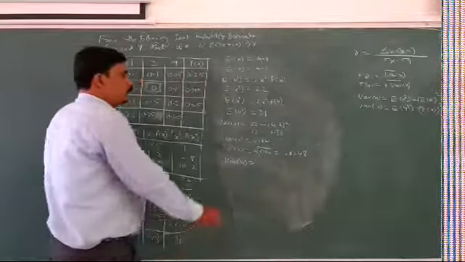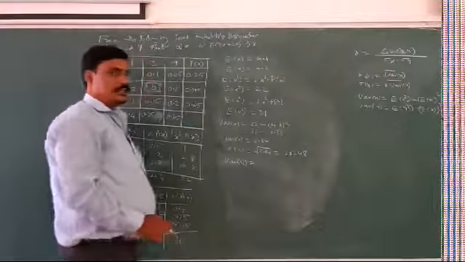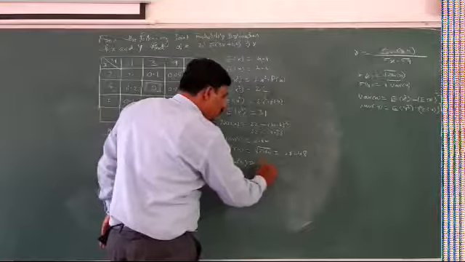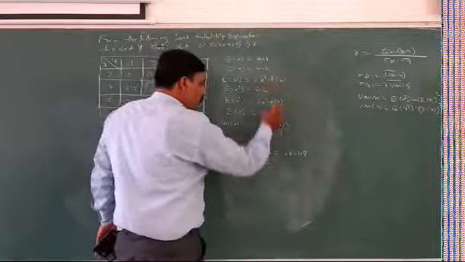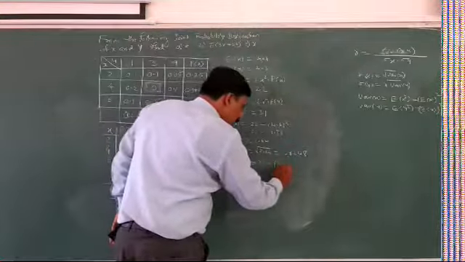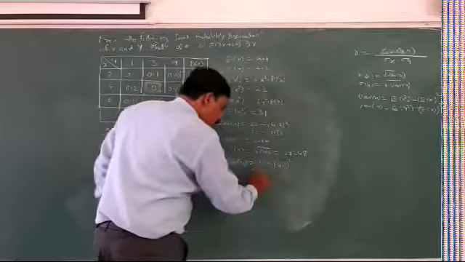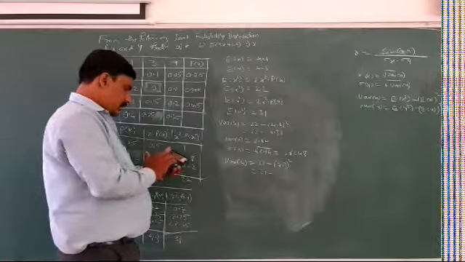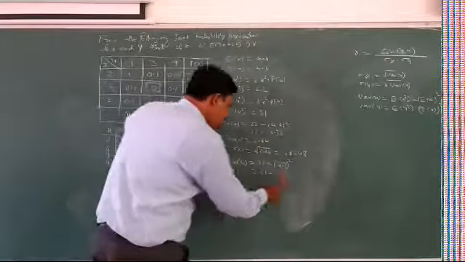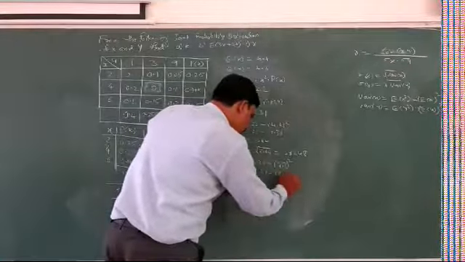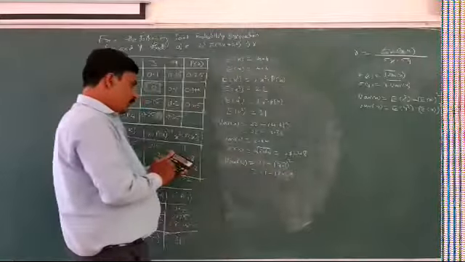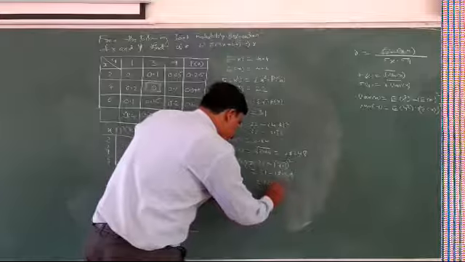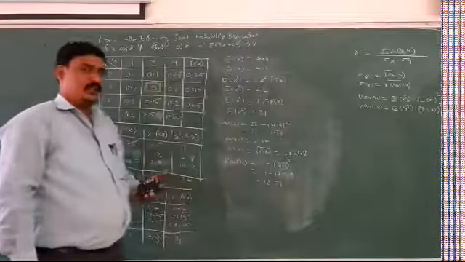Variance of y is equal to E of y square minus E of y whole square. So E of y square is 31 minus E of y, which is 4.3, square. So 31 minus 4.3 square, which is 18.49. So 31 minus 18.49 is equal to 12.51, which is the variance of y.